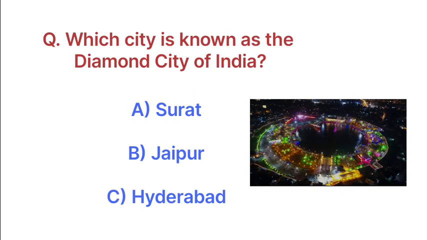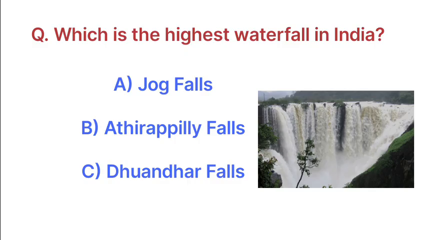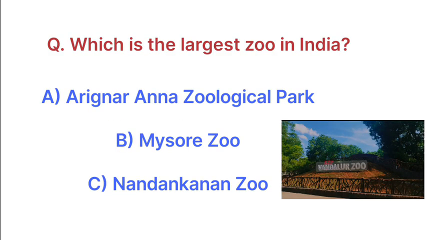Which city is known as the Diamond City of India? Answer: Surat. Which is the highest waterfall in India? Answer: Jog Falls. Which is the largest zoo in India? Answer: Arignar Anna Zoological Park.